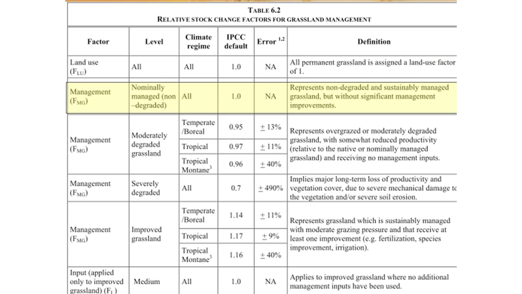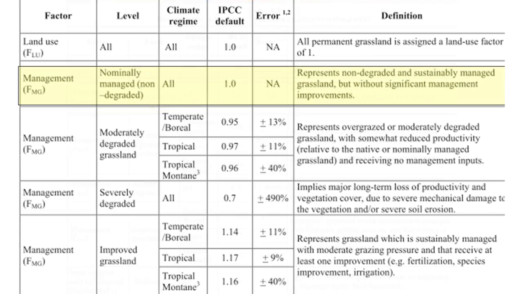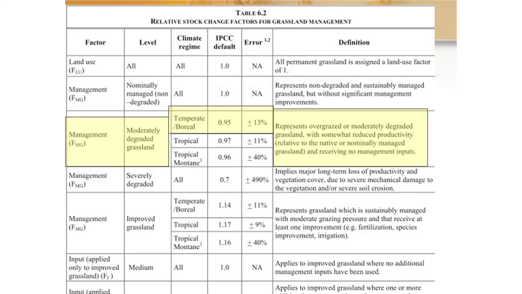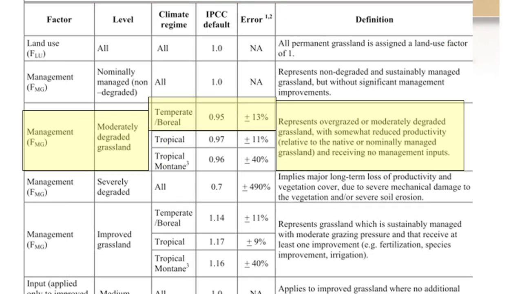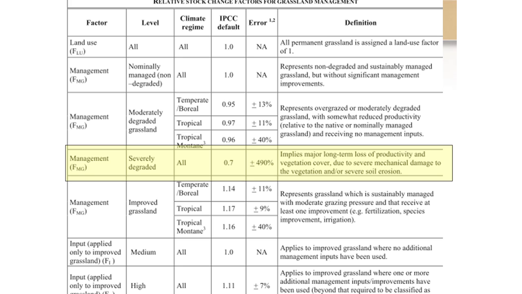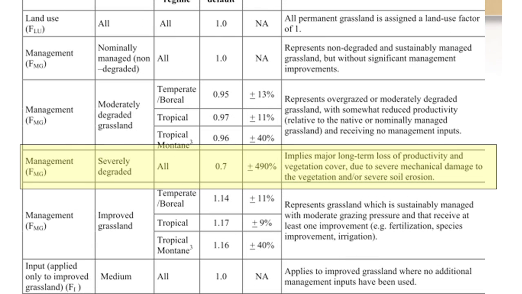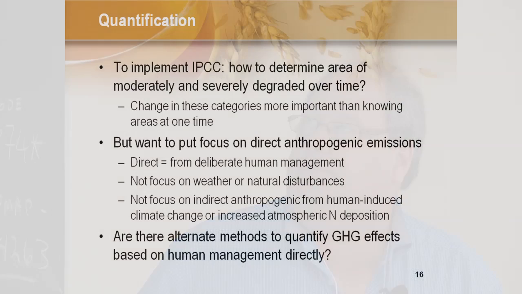So one main factor is that if you're nominally managing a grassland, then it's a default of 1, which means there's no change in carbon. If it's moderately degraded, then it's 95% of that reference carbon stock. Do we know that? And if it's severely degraded, it's 70% of the carbon stock. Then there are some different improvements that can be put on, but that's not so relevant for native grass.